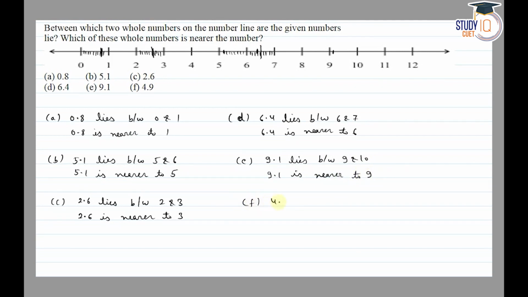F. 4.9. So 4.9 lies here. So it lies between 4 and 5 and nearer to 5, because it is 1 subpart away from 5 and 9 subparts away from 4. So 4.9 lies between the whole numbers 4 and 5, and 4.9 is nearer to 5. Thank you.